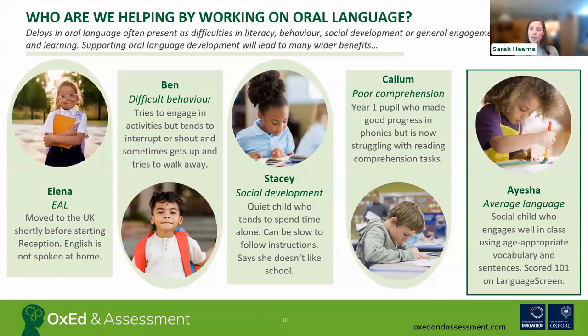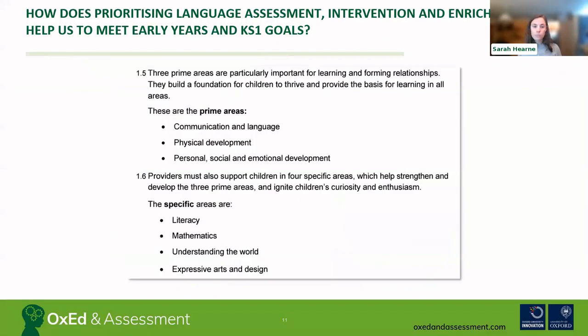And then we've got Aisha. She's a sociable child. She's engaging with age-appropriate vocabulary and sentence structures. And she recently scored 101 on her language screen assessment, which puts her firmly in the average for her age category. So just bear those children in mind, and I'll come back to these profiles a little bit later on with some real life outcomes from children with profiles just like these.